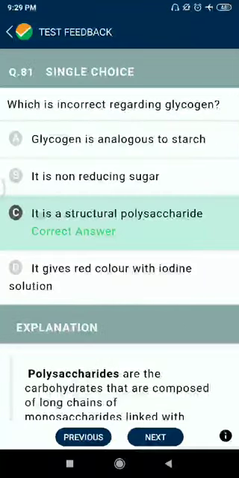Question 81. Incorrect regarding glycogen. Glycogen is analogous to starch. It is a non-reducing sugar. It gives red color with iodine solution.